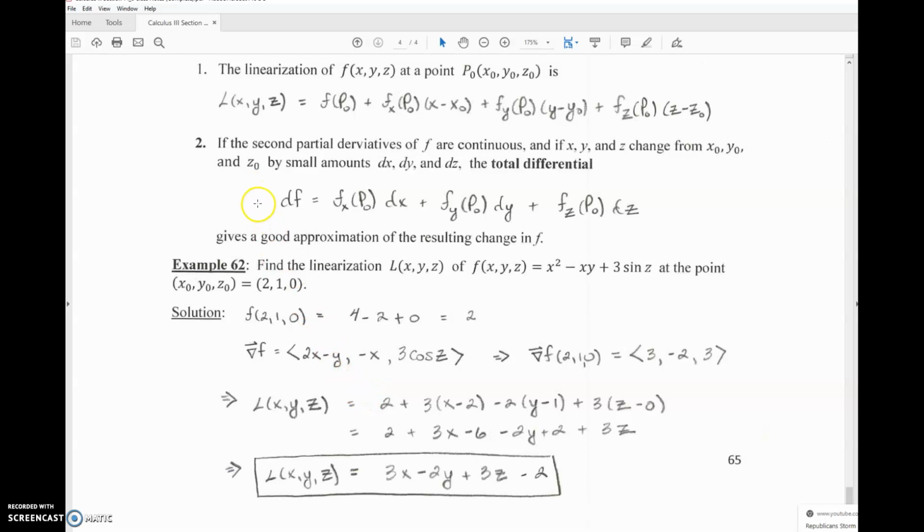Remember, we're trying to take delta f and approximate it with df. So example 62: find the linearization L of x, y, z of f of x, y, z equals x squared minus xy plus 3 sine z at the point x naught, y naught, z naught equals 2, 1, 0. In other words, we're finding some sort of a hyperplane here, and then we're going to linearize this function with that.